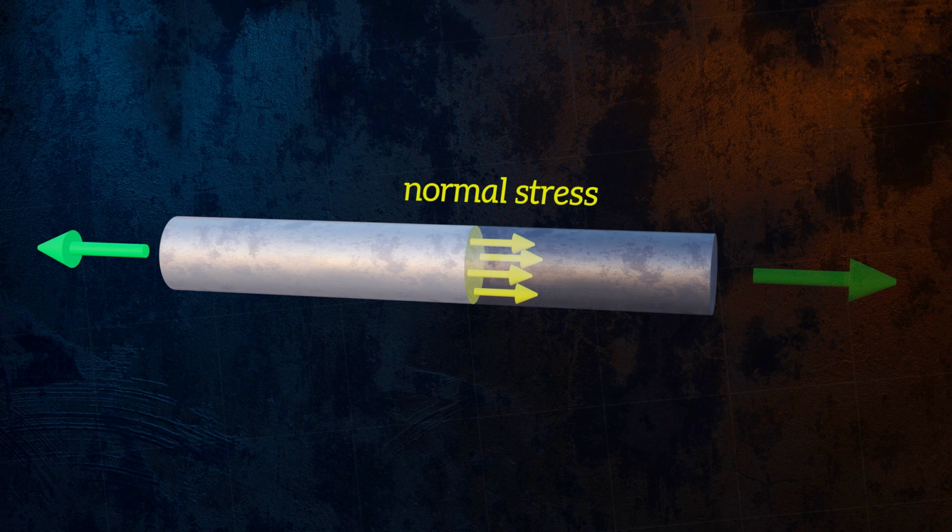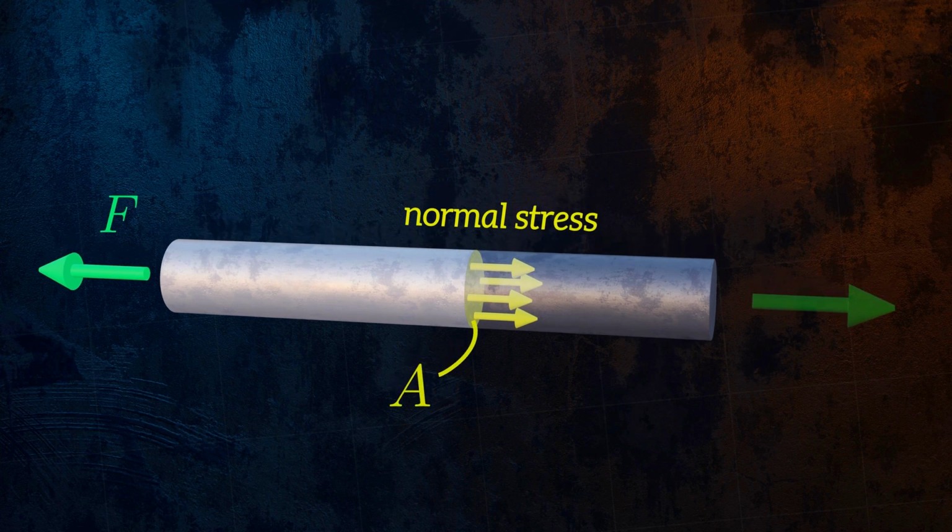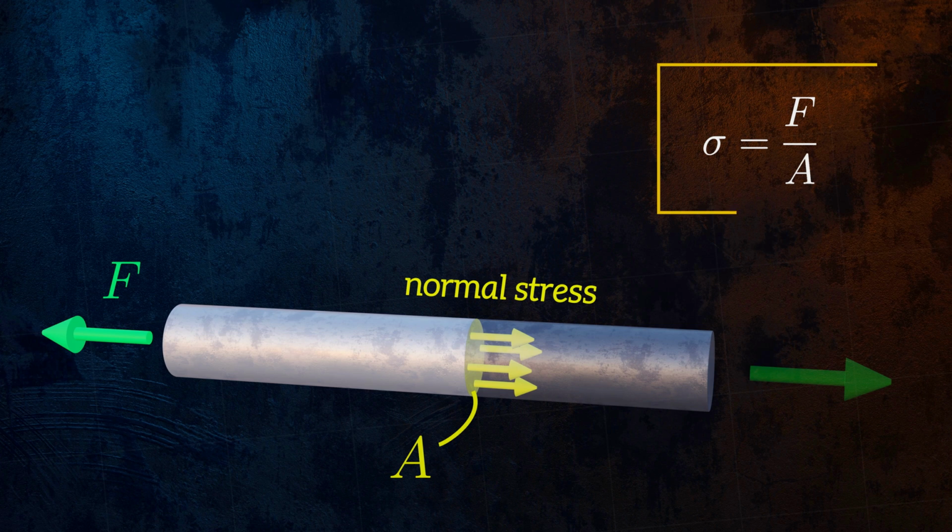We can calculate the normal stress in our bar as the applied force F divided by the cross-sectional area A of the bar. It is denoted by the Greek letter sigma.